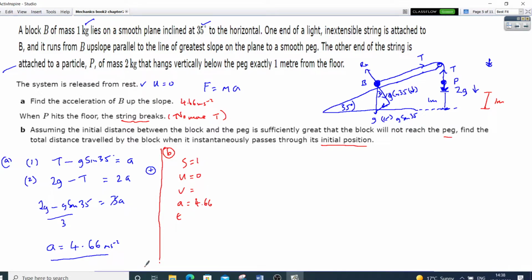Okay, yeah, let's do that. So we've got SUVA, so it's here. I'm really sorry, I'm trying to save some space so that I can get this sorted.